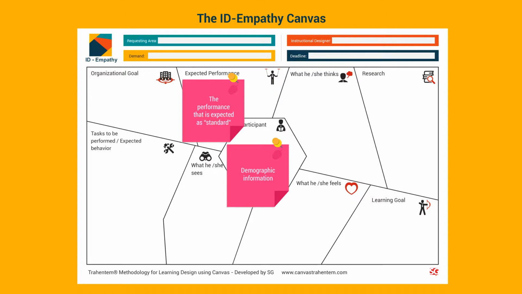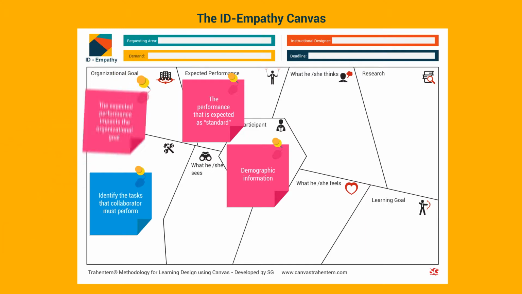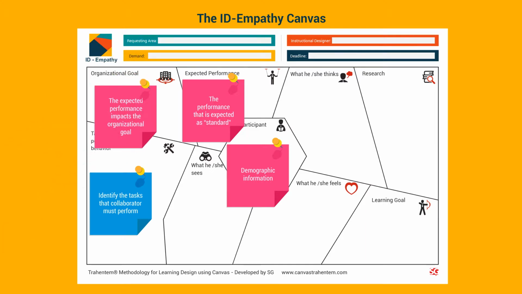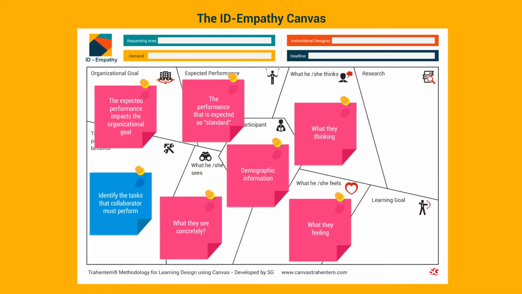With clear knowledge of the expected performance, we must identify the tasks that must be performed to achieve that performance. It is very important to identify how the expected performance impacts the organizational goal. Otherwise, it will not be possible to measure the result. Right away, it is time to put ourselves in the place of the participants to understand what they see, feel, and think in their work environment.